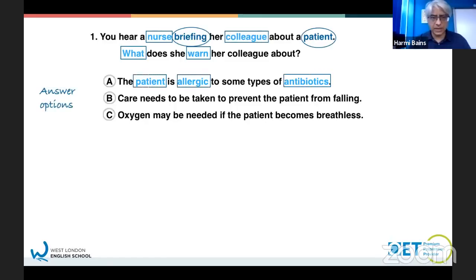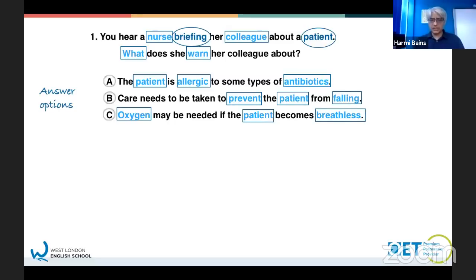Option A talked about the patient being allergic to antibiotics. You can see I'm just highlighting words here to help focus my listening. In option B, something about preventing the patient from falling. And in option C, something about oxygen, so the patient is breathless. Now, something you may notice in all of these options is that one word has been repeated, so actually you can take that word out. I'm talking about the word the patient. All of this is really about the patient, and we know that from the context statement. So it helps you focus on the other words: in option A, allergic to antibiotics; in B, preventing and falling; and in C, oxygen and breathless.